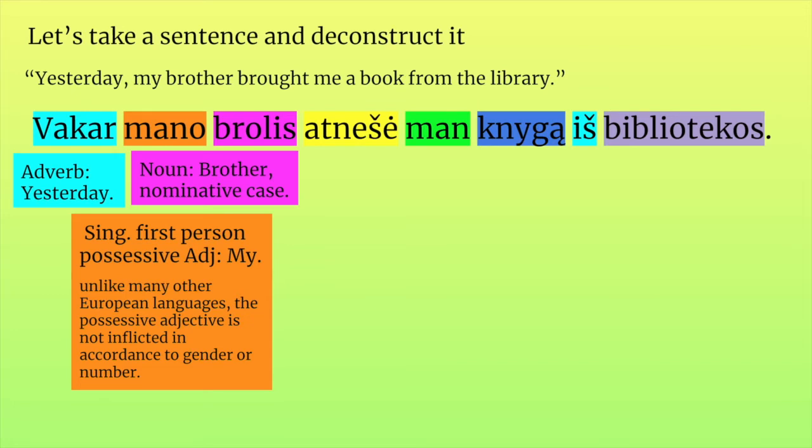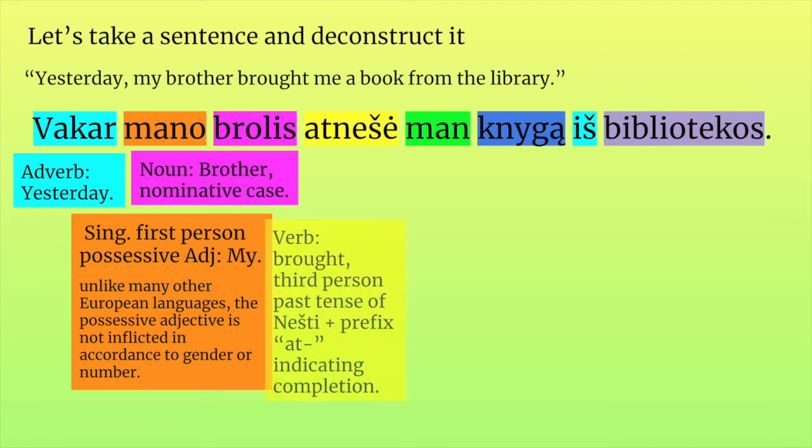Brolis. It's a noun and it means brother. It is in the nominative case, as we can think of it as the home base case. And in this sentence, it is the subject, and therefore in the nominative case. Atnešė. Atnešė is a verb meaning brought. It is third person, not atnešiau, not atnešei, atnešė. Third person, past tense of the verb nešti, to bring, to carry, plus the prefix at, indicating completion. This completion states that it has been brought over and has been brought to somewhere.